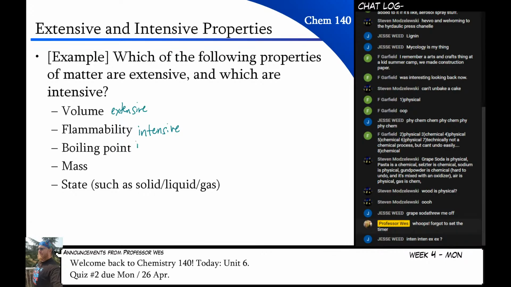Boiling point, we just did that one. Now, mass, that should be obvious. Matter is the definition by which we use intensive or extensive, so this has got to be extensive.